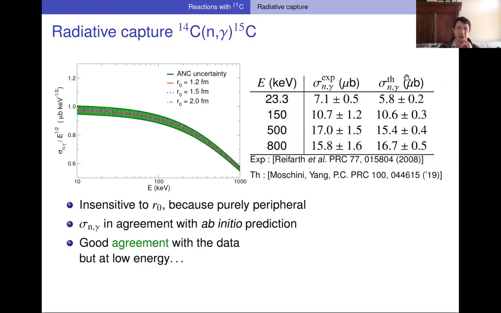We have a problem at low energy. Other groups also have problems there. I don't know exactly what happens. So this is a larger cross-section than what our model predicts. But at higher energy, we perfectly fit the experiment.